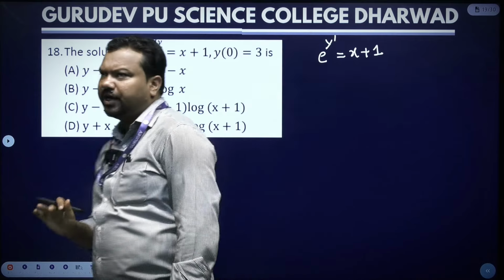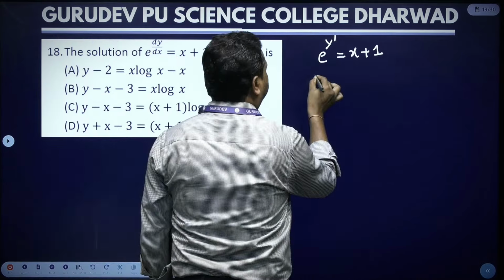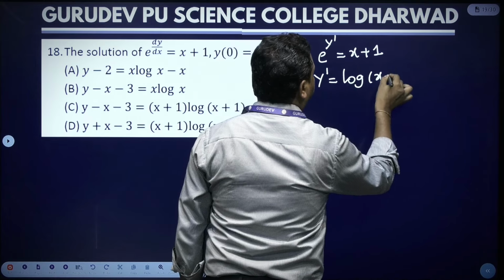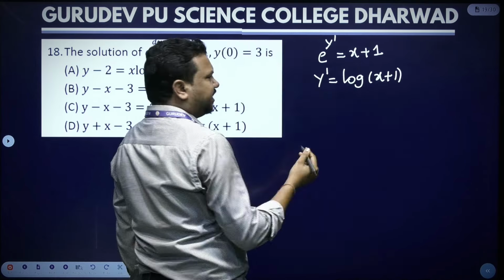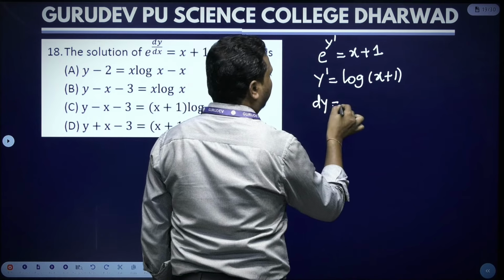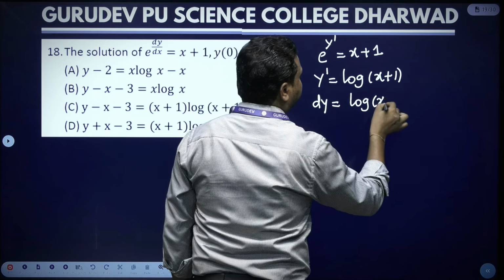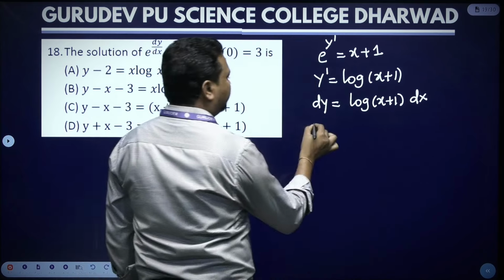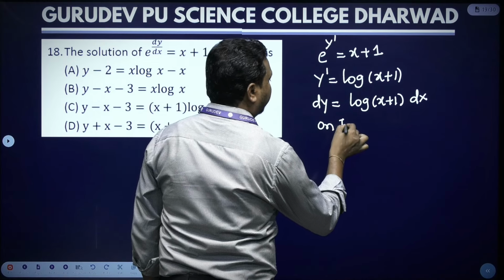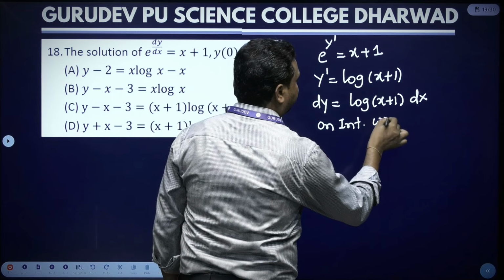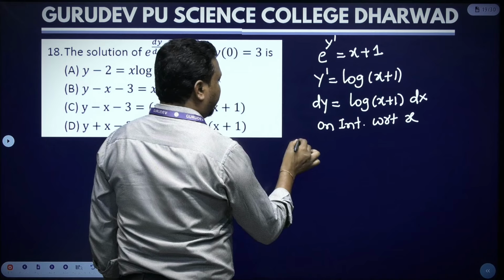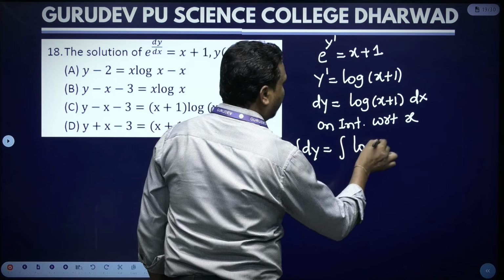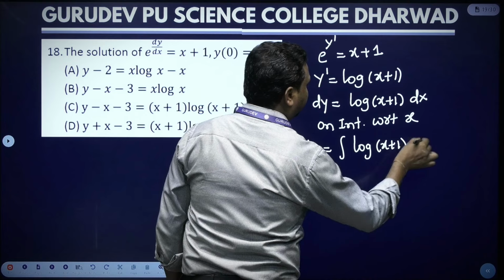Let me take log on both sides. When you take log on both sides, we will get y dash is equal to log of x plus 1. And this y dash can be written as dy by dx. Therefore, dy is equal to log of x plus 1 into dx. Now you go for integrating with respect to x. So, integral of dy is equal to integration of log of x plus 1 into dx.